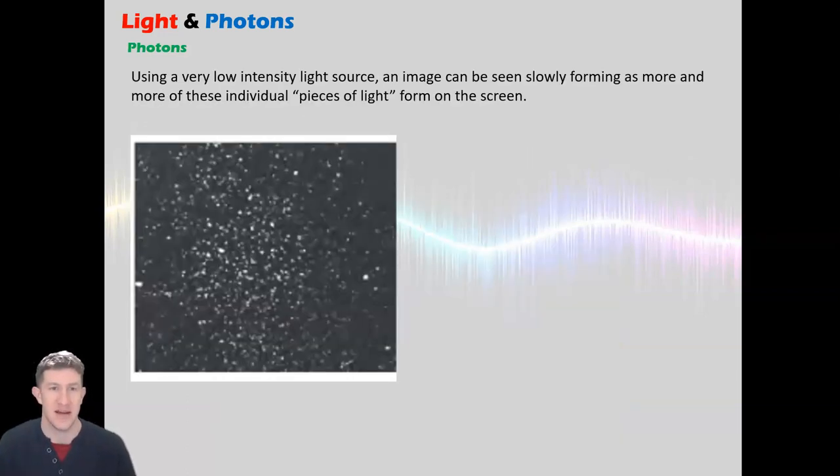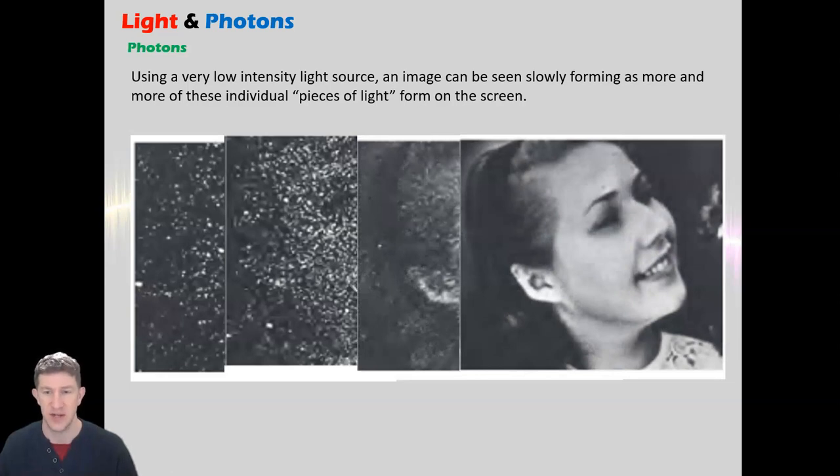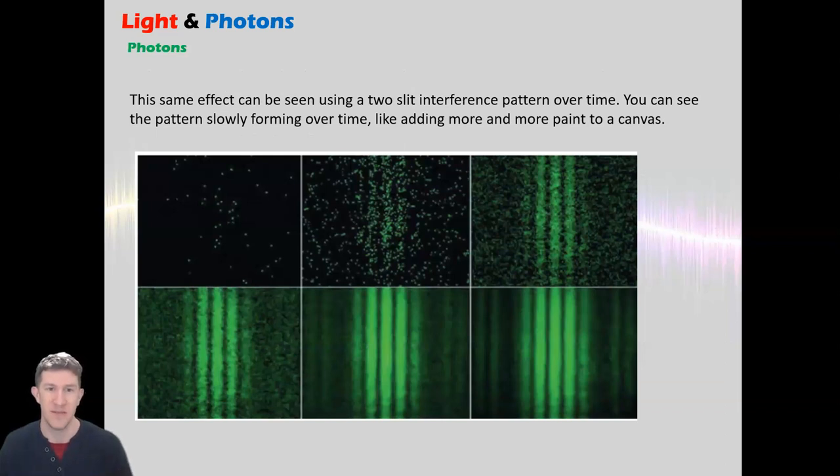If we look at this image here, if we used a very low intensity light source, like a very, very tiny pinprick with light shining through it, or a very dull light, we can see that an image is slowly forming as more and more pieces of this light hit the screen, and it slowly turns into an image. And we can actually observe this happening. The same effect can be done using a two-slit interference pattern over a very long time. Again, if we have a very faint light source and some sort of screen that we're monitoring, it almost looks like we're adding more and more paint to this canvas over time.